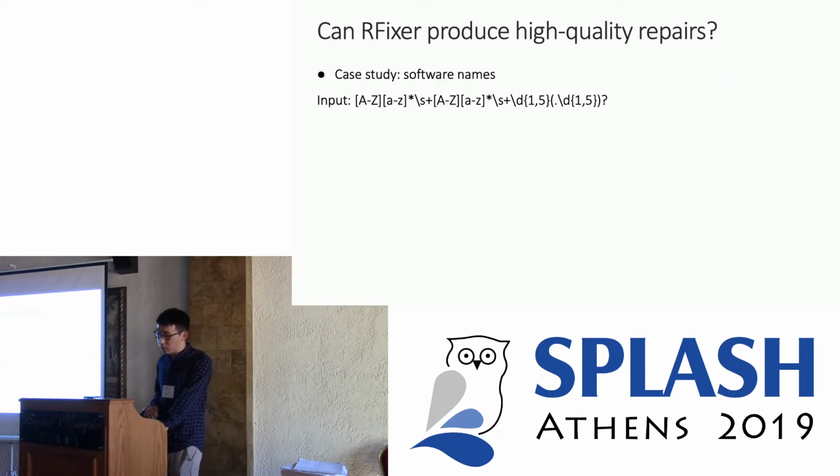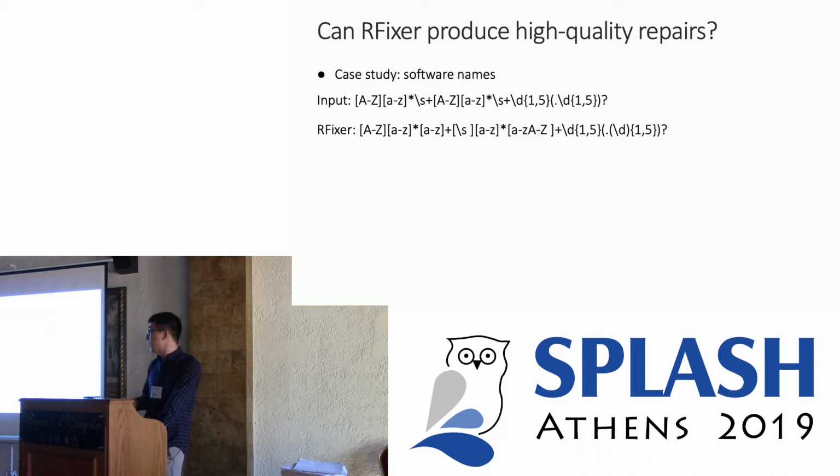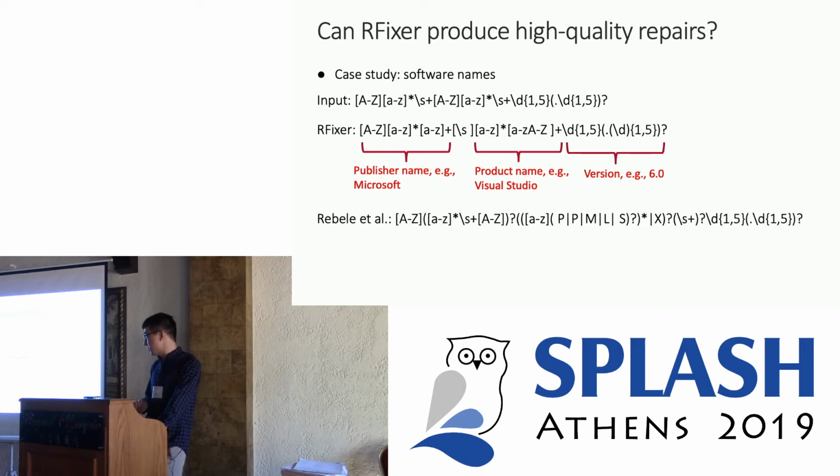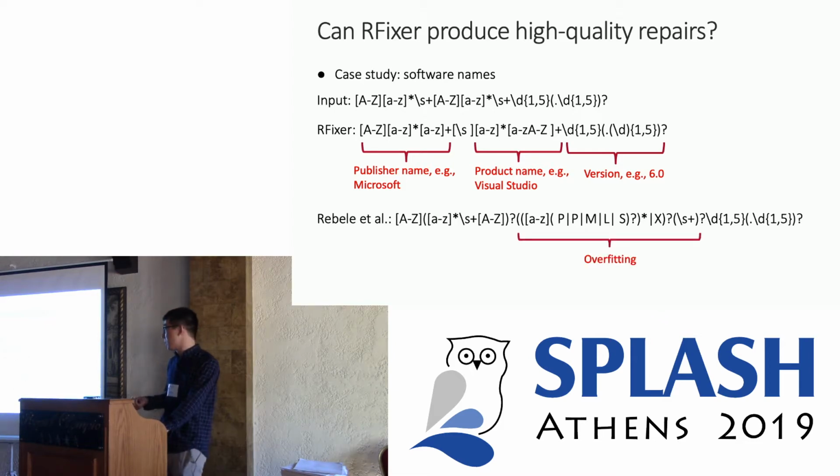And here is a concrete example. The expression intends to match a software name, and the solution produced by RFixer is composed of 3 parts. The first part matches a publisher name, the second part matches a product name, and the third part matches the version number. However, the other tool just produces an expression that is very hard to interpret, and apparently it overfits to the existing examples.